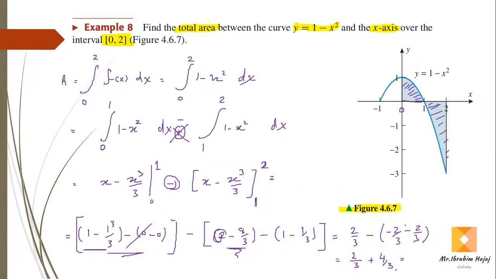Okay, now add up. When we add up 2 plus 4 gives what? 6/3, which is 2. So your area, total area is 2.